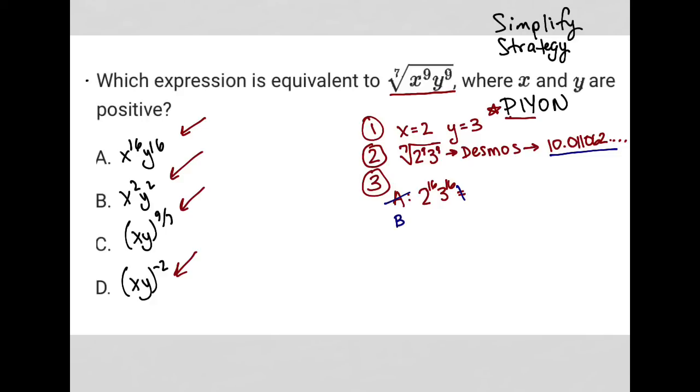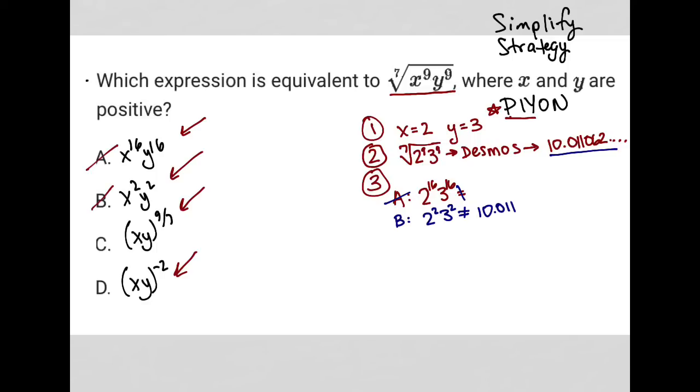Is it true for choice B that 2 to the second power times 3 to the second power is equal to this 10.011? And I see also there that that is not true. You can probably figure that out on your own. That's definitely not true. So that's why B is gone.